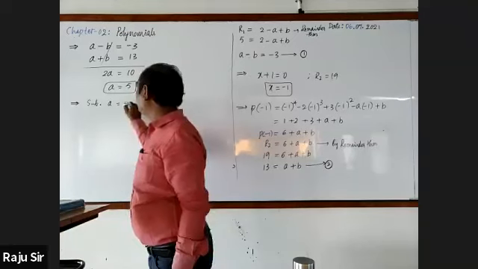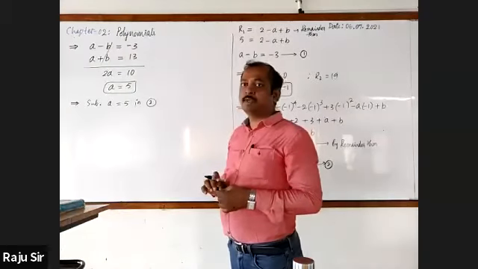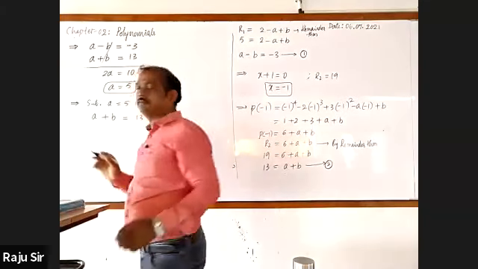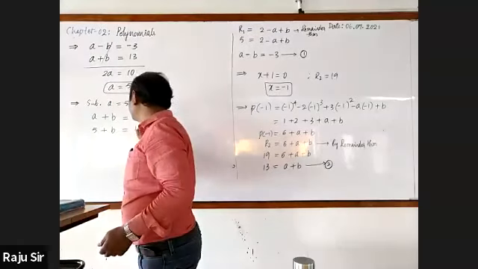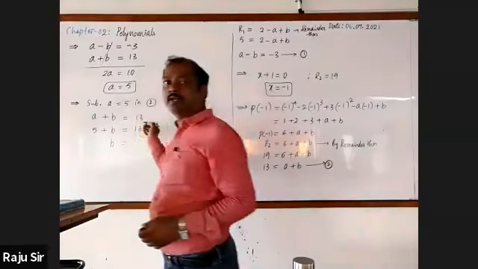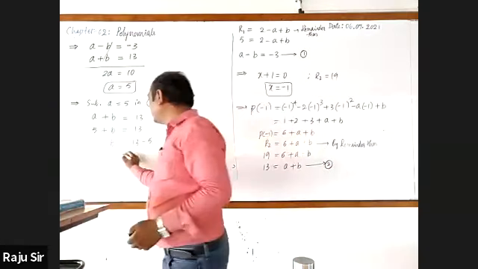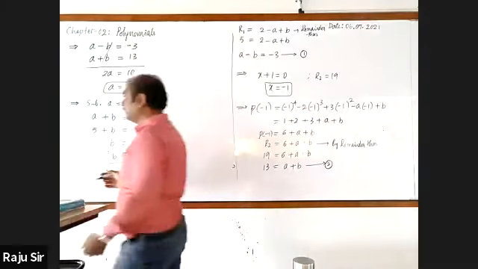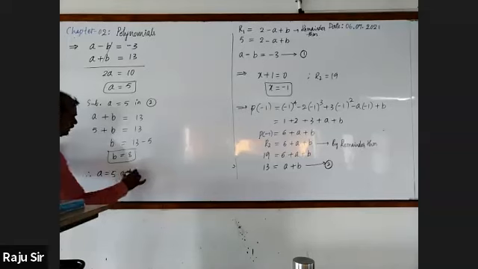Substitute a equal to 5 in equation 2. Write with me. Equation 2 is a plus b, which is equal to 13. a is 5, plus b is equal to 13. Solve b by transferring 5 to the right hand side. Minus 5: 13 minus 5 is 8. b is equal to 8. So a equal to 5 and b is equal to 8.